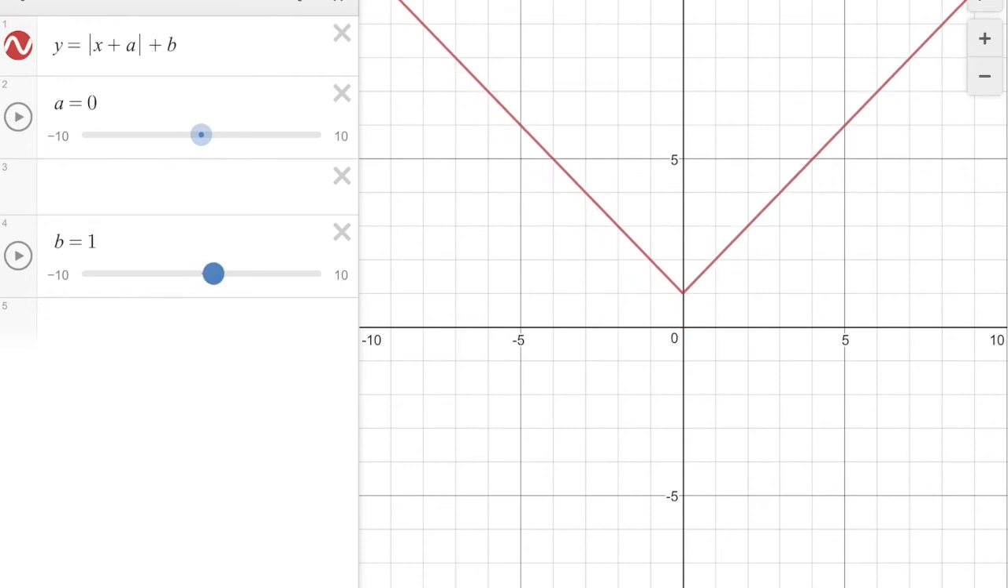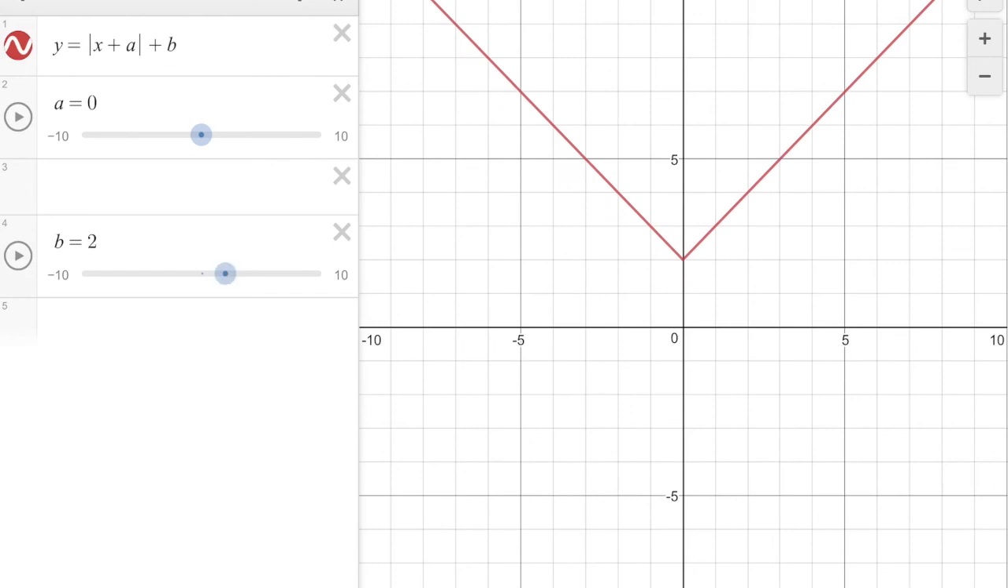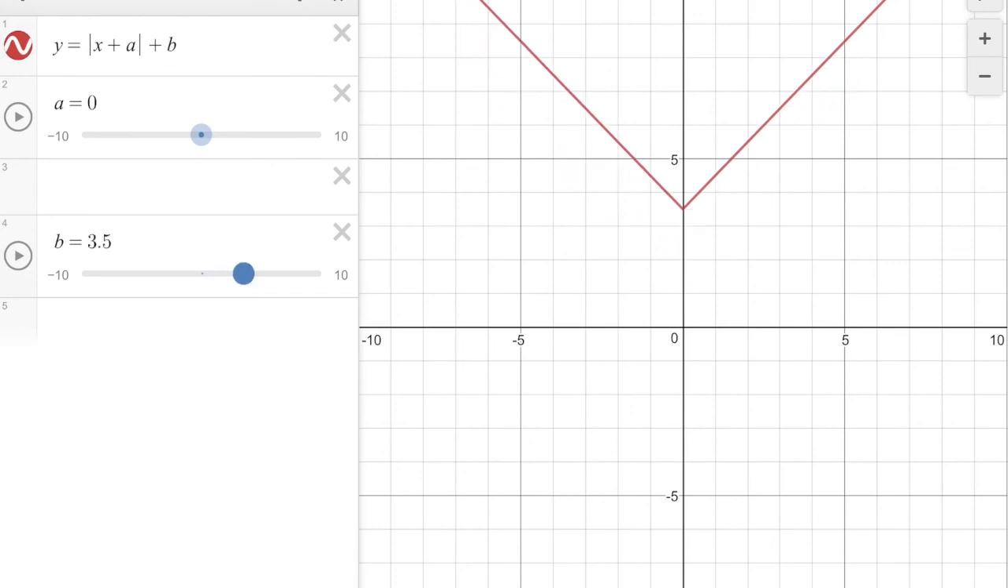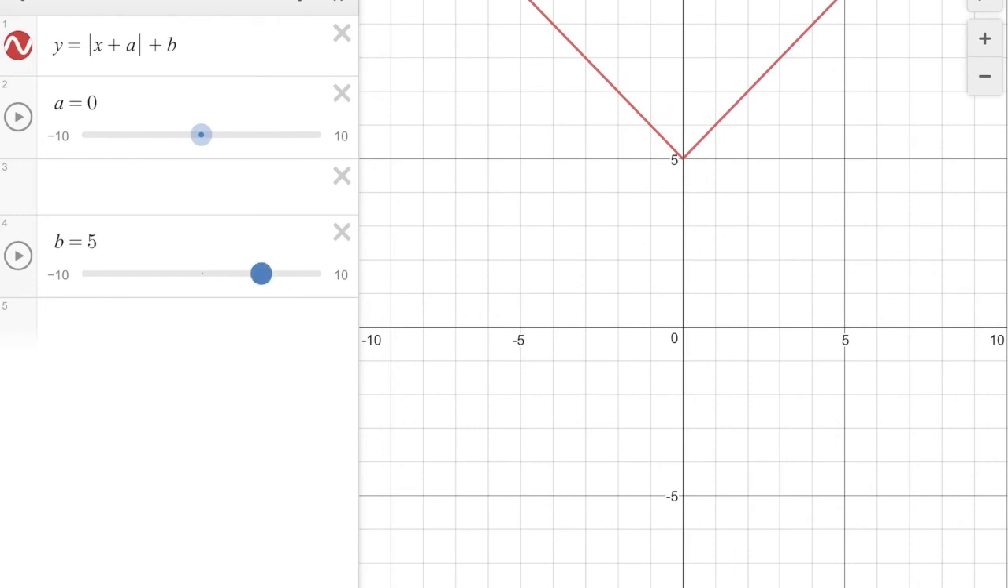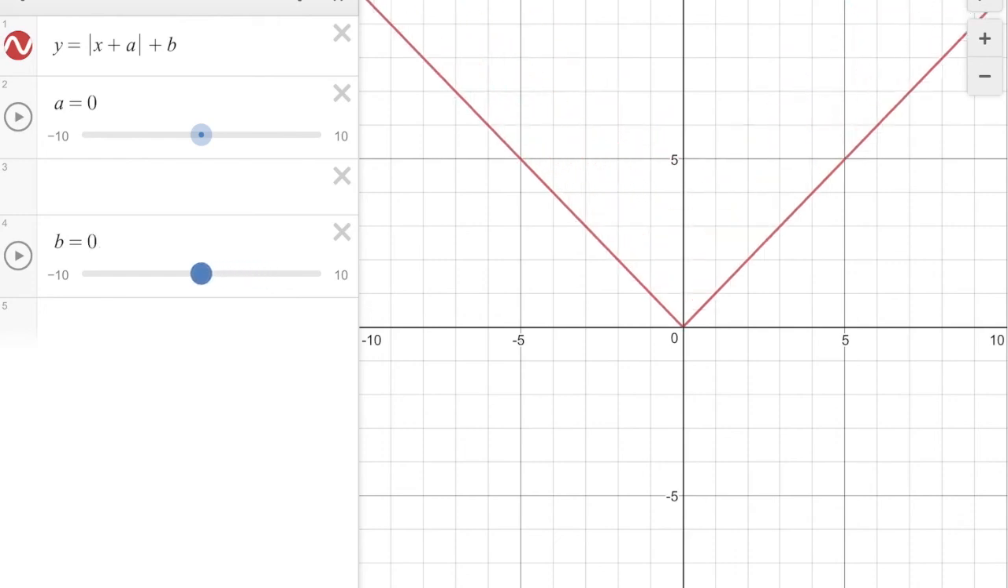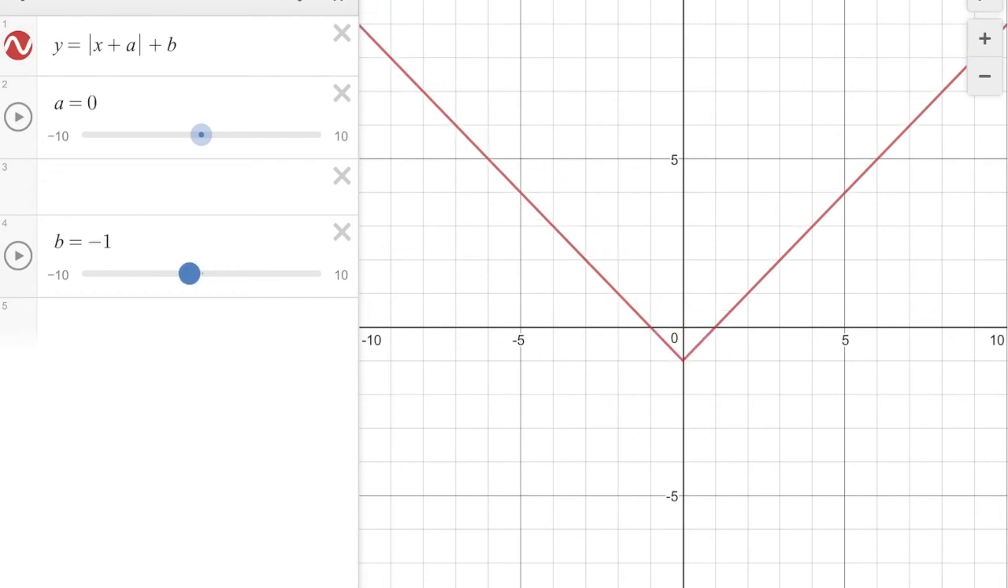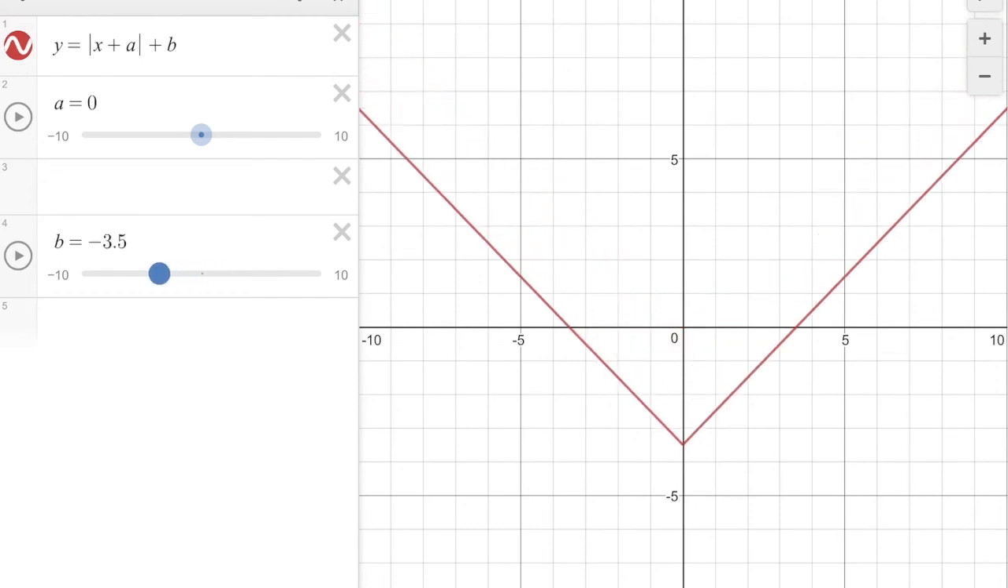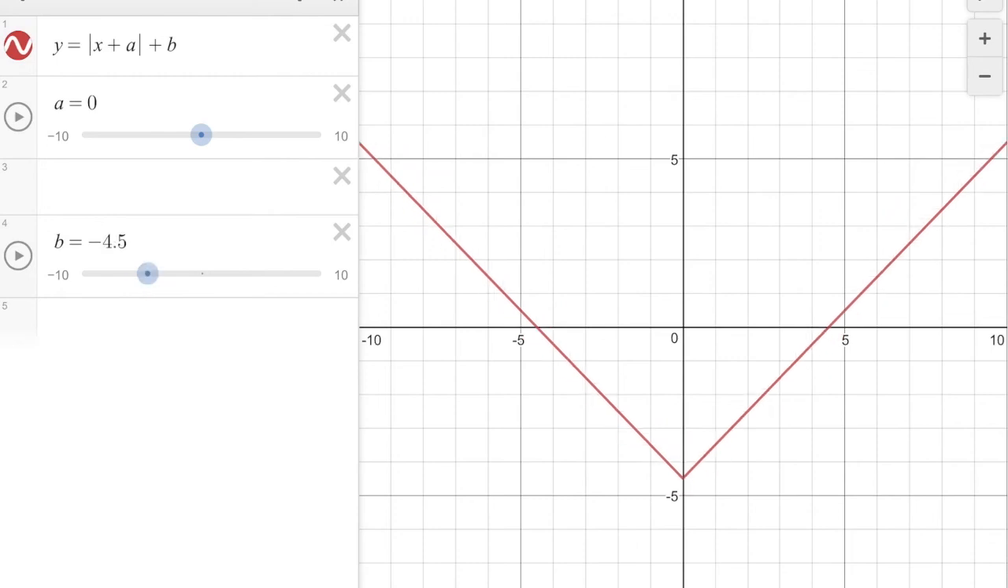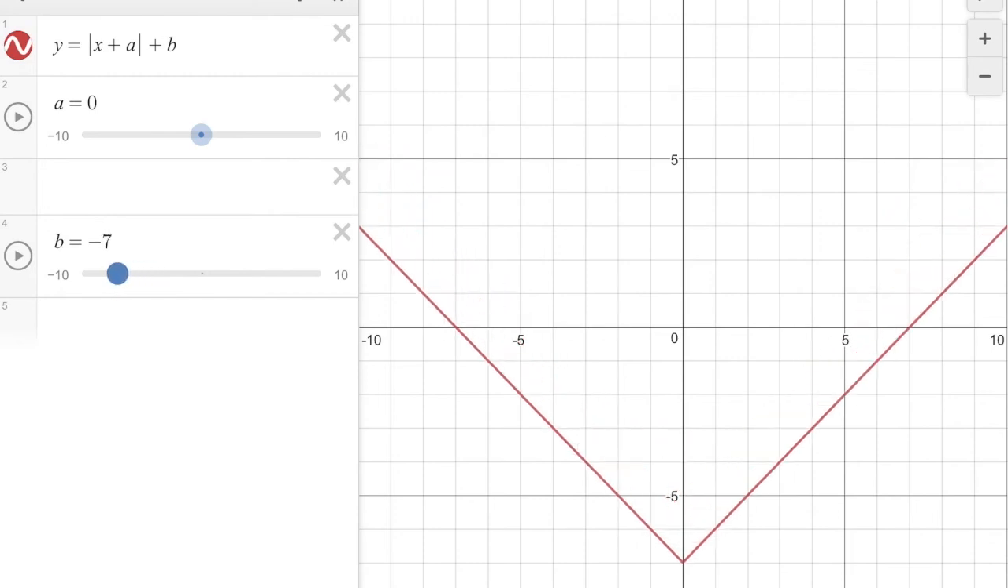But if b is positive, it moves up. Play around. If b is negative, it simply moves down. There's an explanation for this, and I'll get into it, but that's all you need to know. It moves down however many units the b is.